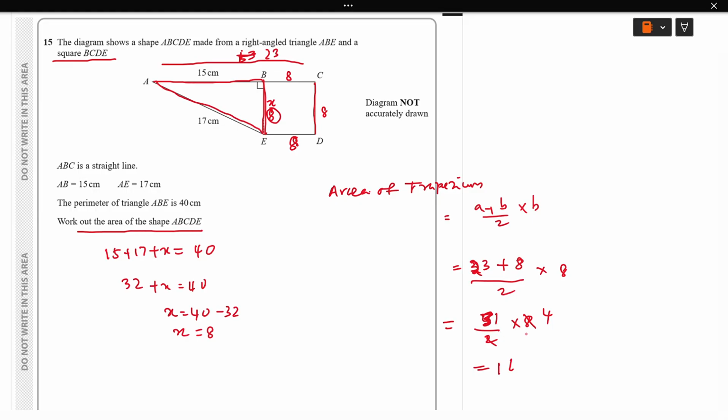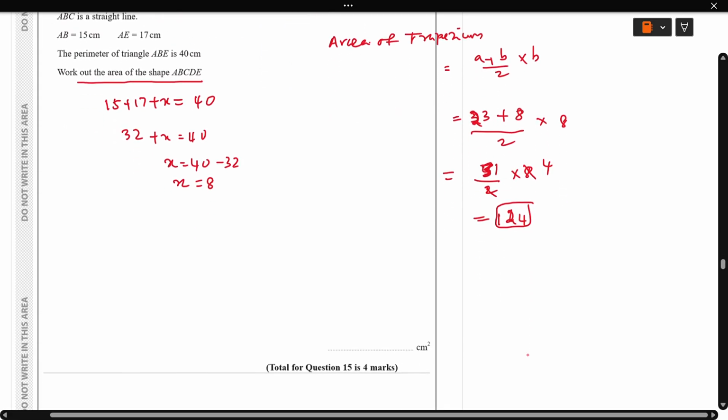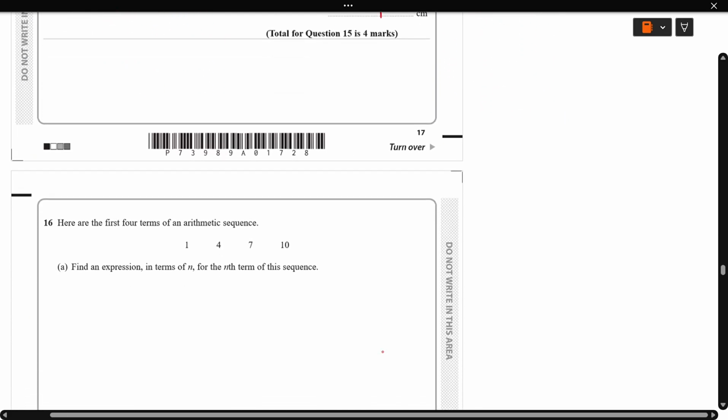31 times 4 is 124. The final answer is going to be 124 centimeters squared. Okay, so let's go to the next question.